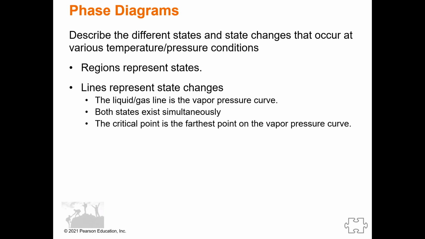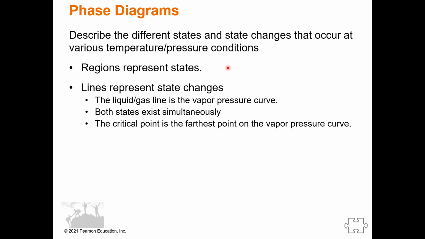Now we're going to take a look at phase diagrams, which tell you where phase changes occur and the conditions needed for those changes. So for the most part, you're going to see in a phase diagram 3 different regions. And each of these regions represent solid, liquid, and gas states. There are also going to be lines that separate out these regions. And these lines represent the different boiling and melting points at certain pressures.